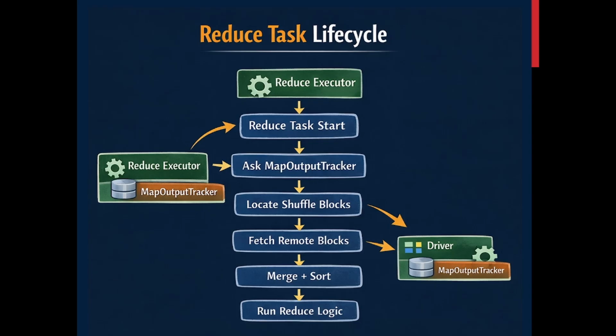Once the map stage completes, Spark schedules the reduce stage. Each reduce task is responsible for one partition. But here's the catch. A reducer does not read from one place. It reads from every map task. Let's say 200 map tasks and 50 reduce tasks. Each reducer fetches from all 200 maps. That means 200 times 50 equals 10,000 fetch requests. And this is where things start getting intense.